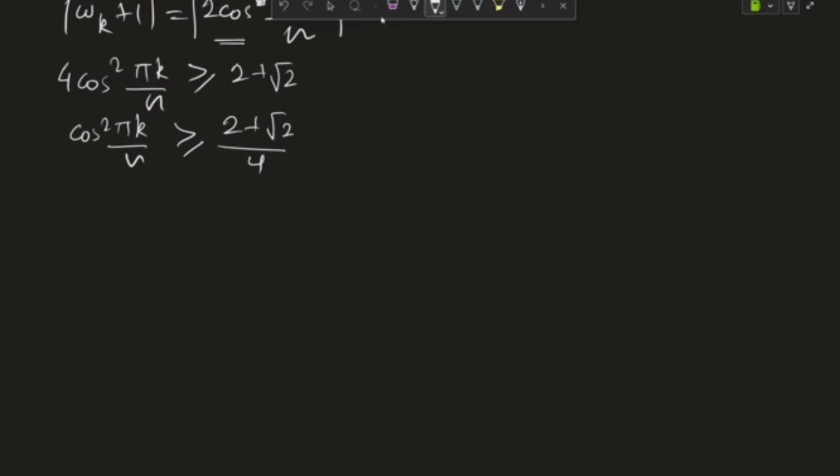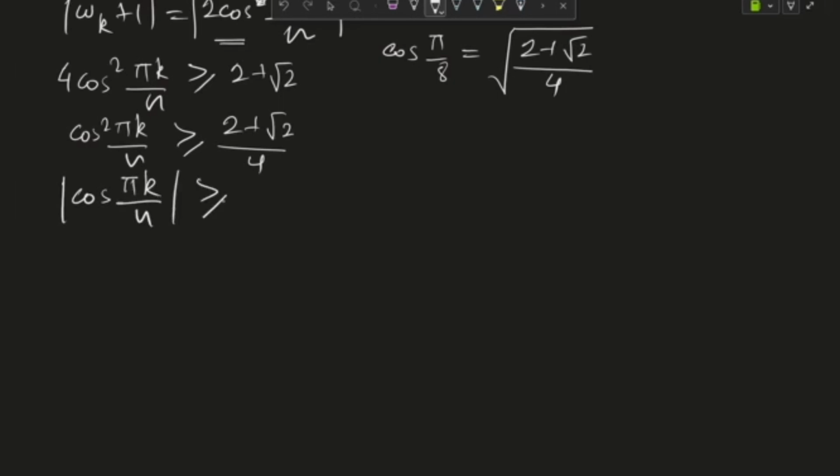Now this is an important value which you should remember. I guess you guys should remember this. Cos of pi by 8 is root under of 2 plus root 2 by 4. Many people also write the 4 outside, but I am writing it inside. So basically this thing is cos square pi by 8, right? So if I take mods on both sides, mod of cos pi k by n will be greater than or equal to mod of cos pi by 8.